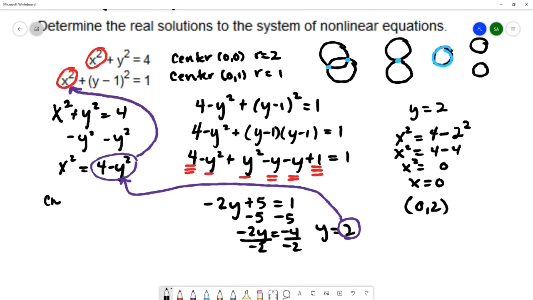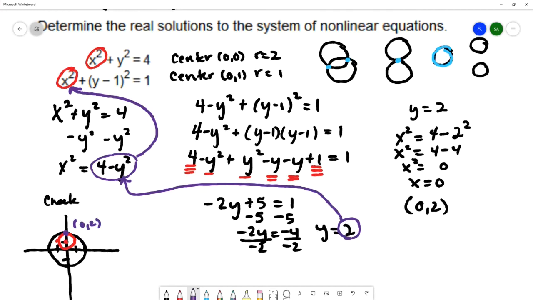So to check graphically, I would draw each circle. A circle centered at 0, 0 with radius 2 would give me a circle that looks like this, and then a circle centered at 0, 1 with radius 1. Let me draw that in a different color. Centered at 0, 1 with radius 1 would be this circle right here. And you can see that these two circles would intersect at this point, which is 0, 2. That's the solution that we have.